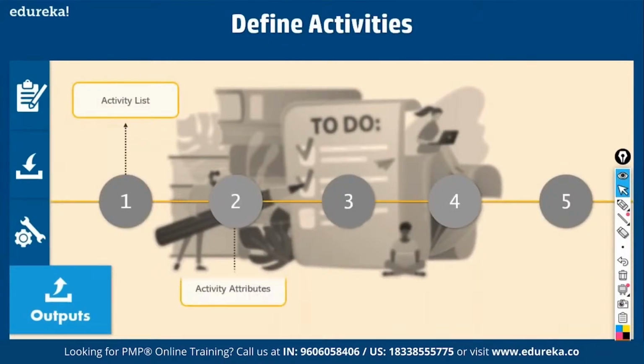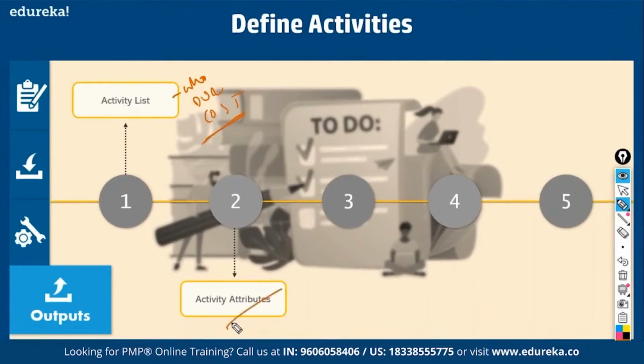That you have to deliver. Then activity attributes. What are the activity attributes? These activities have got a particular set of features. Who should do it? How long should it take? Durations. What are the costs for these activities, right? In what sequence should it be done? Which activity comes first? Which should come next? All these are called activity attributes.